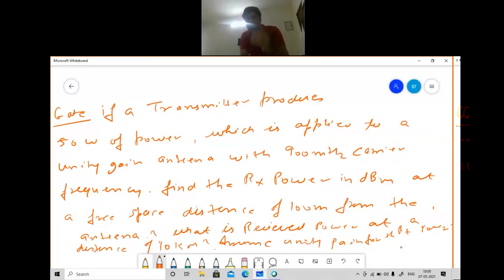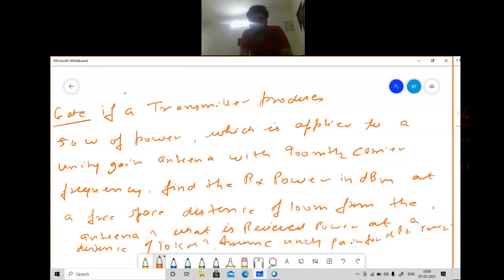I'll read it for you because this question has come into the GATE. I think I've recorded it. Okay. So the question was like this: if a transmitter produces 50 watt of power, which is applied to a unity gain antenna with 900 megahertz carrier frequency. So unity gain means it should be equal to 1. So always remember this.